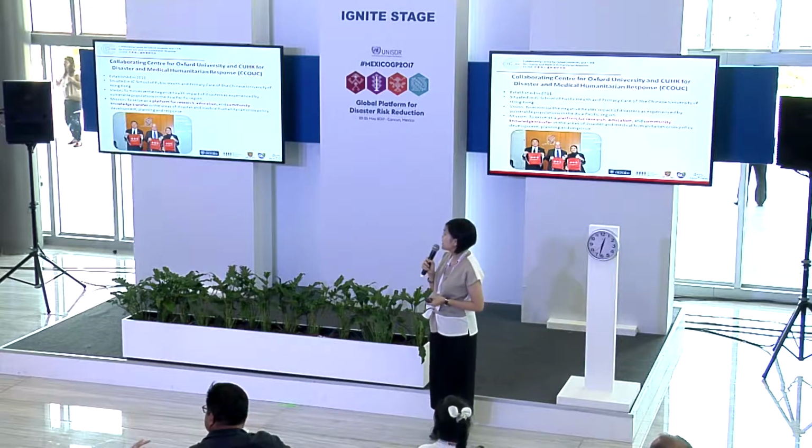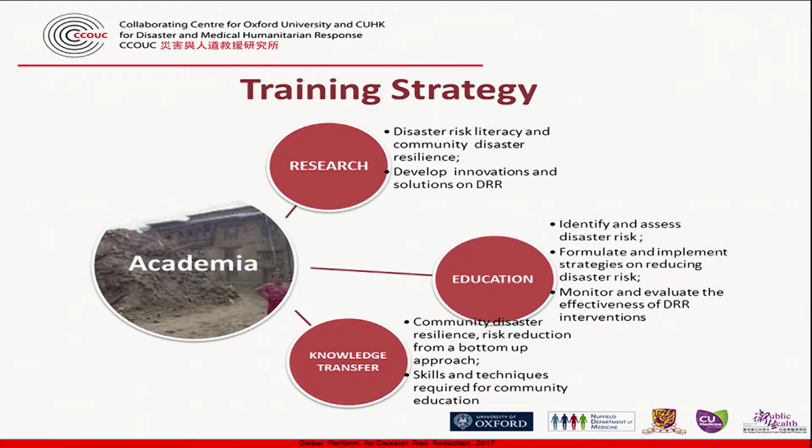We were established in 2011, and we are situated in the School of Public Health of the Chinese University of Hong Kong. So as a mission, we want to serve as a platform for research, education, and community knowledge transfer in the areas of disaster and humanitarian response, in crisis policy development, planning, and development. As I said, because we have the vision and mission, we have to develop a strategy.